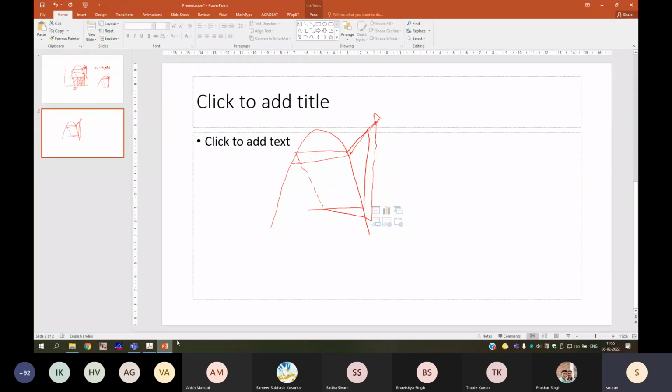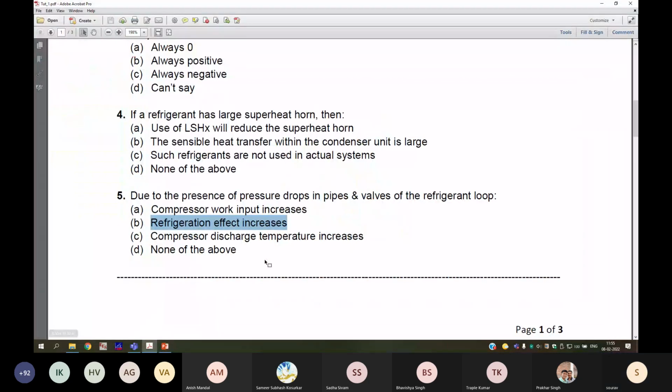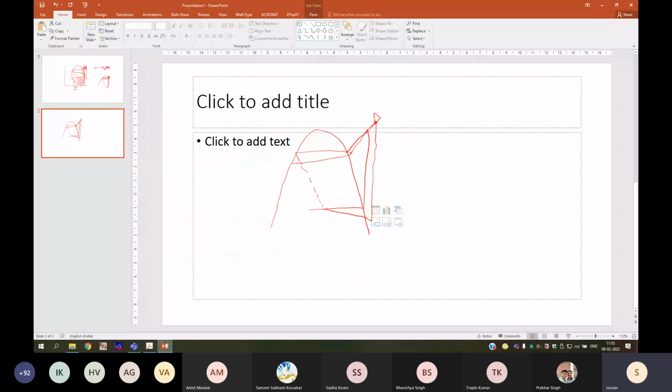Can you comment on that? Decreases. Decrease. Okay. And then compressor discharge temperature. Can you comment on that?